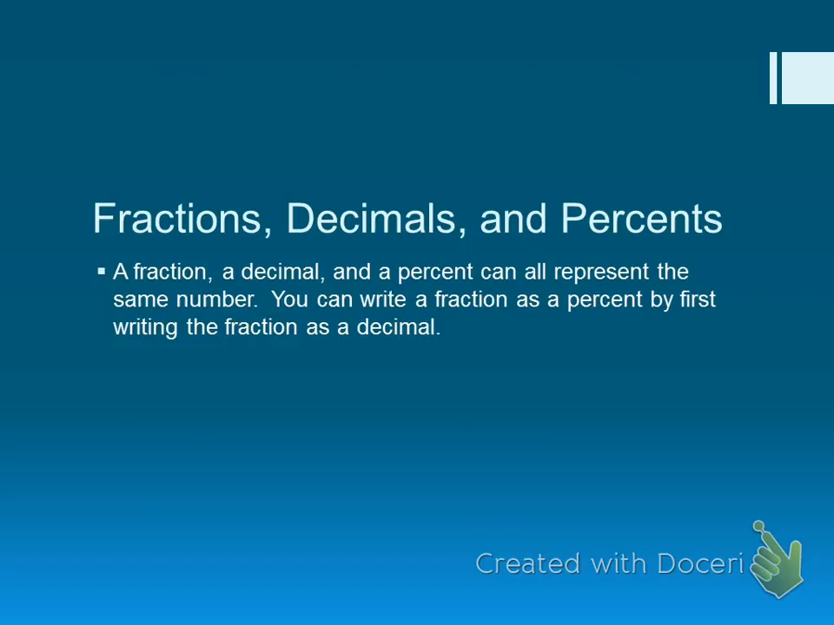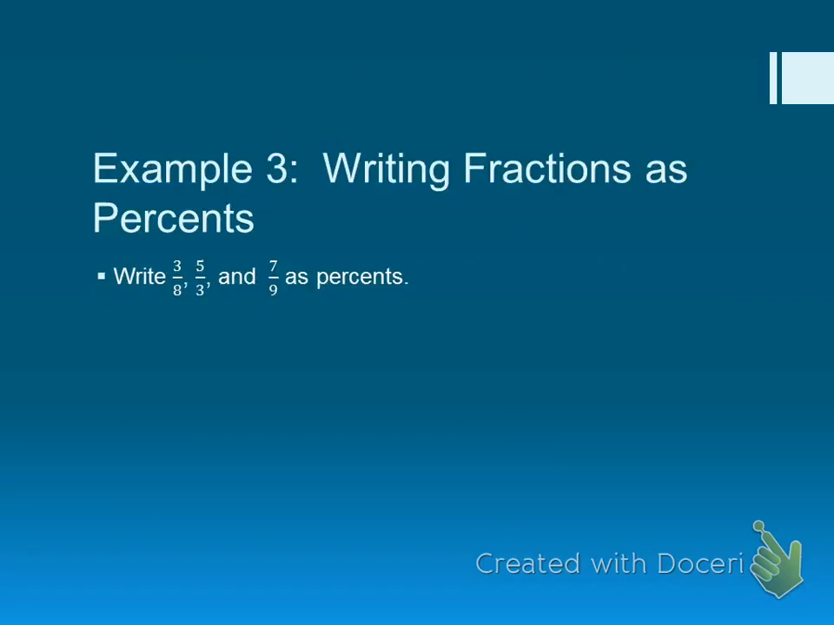Okay, example 2. Now in example 2, it's kind of a 3-step process because now I'm going from a fraction to a decimal to a percent. So I have 3/8, 5/3, and 7/9. If it's a repeating decimal, you can either round to the nearest tenth of a percent or just round to the nearest whole percent. I don't care either way. What I want you to do with these is go ahead and convert these fractions to decimals and then convert the decimal to a percent.